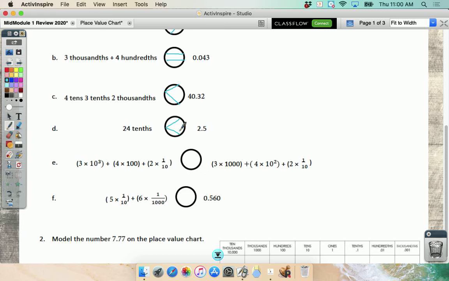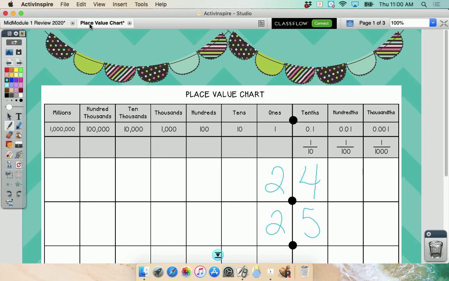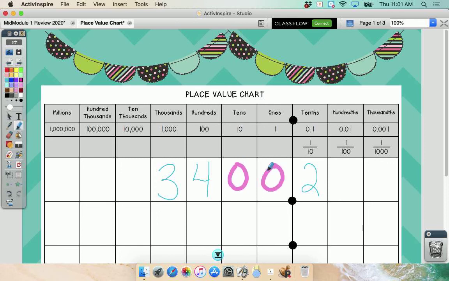Okay, now this one's trickier because they put it in expanded form, but we can do it. We'll just put it on our place value chart. So go to your place value chart, and we've got 3 times 10 to the third, 3,000. And we've got 4 times 100. And we've also got 2 times 1/10. So what number is this? 3,402 tenths. Okay, let's see what the next one is.